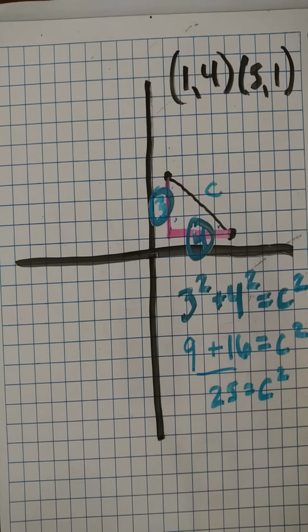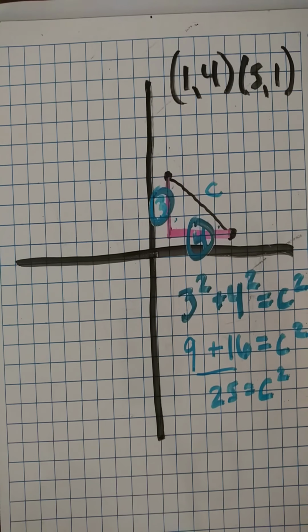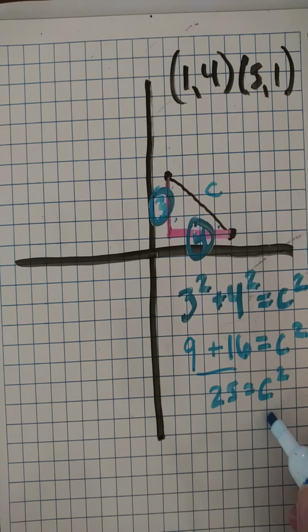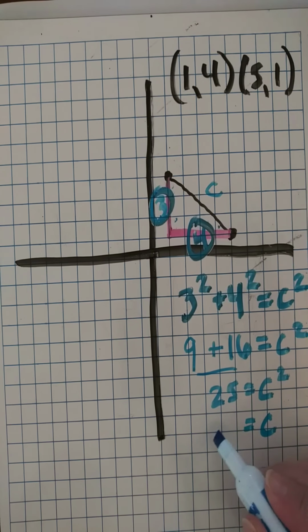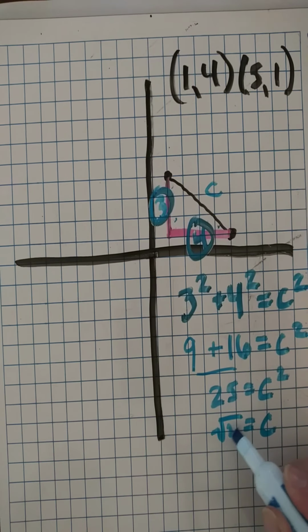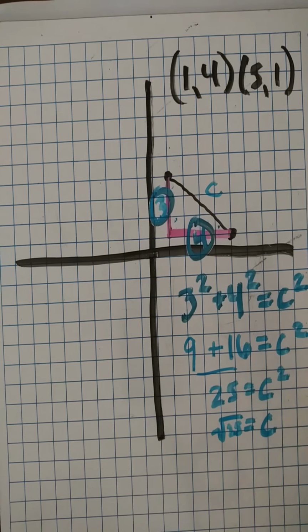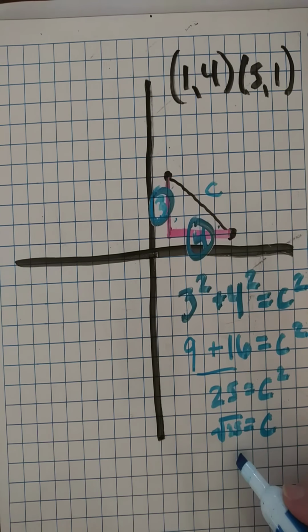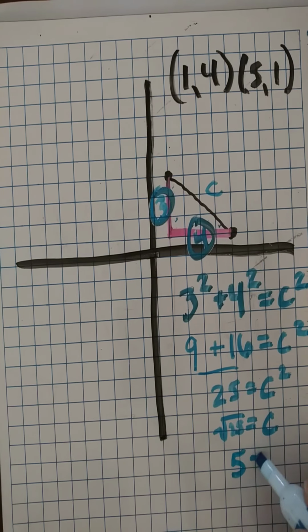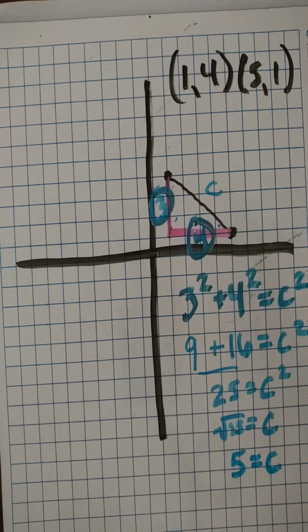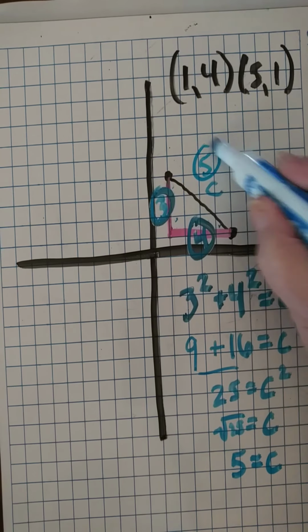Still c squared, so remember, 25 is not the answer yet. That's too high because that's c squared. We have to find c. So we have to take the square root of 25 because remember c is squared, so the opposite of that would be to take the square root. Does anybody know the square root of 25? 5. Okay, so that means this length is 5.